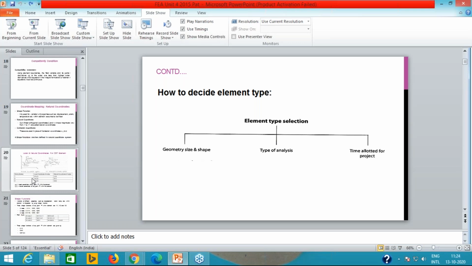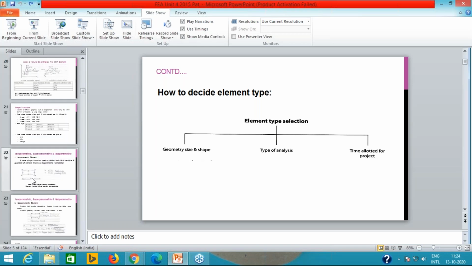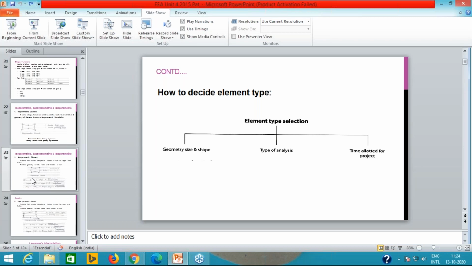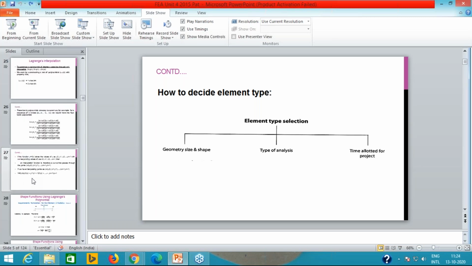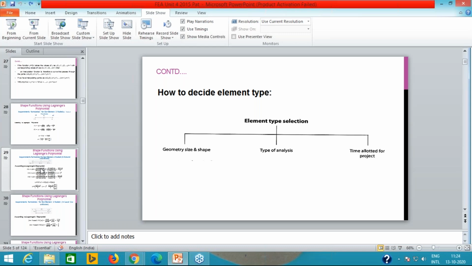What is the patch test? Then we came to know the coordinate mapping, and for that we required the concepts of shape functions, natural coordinates, and Cartesian coordinate system. And then we came to know the concept of isoparametric element, subparametric element, and superparametric element. Then to derive the shape functions, we already covered the Lagrangian interpolation, and from that we can derive the equations, and from those equations we derived the shape functions using the Lagrangian polynomial.